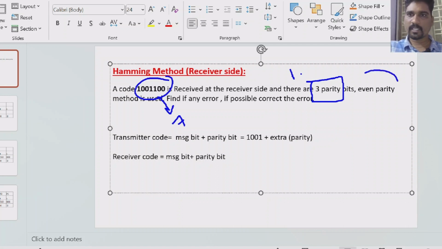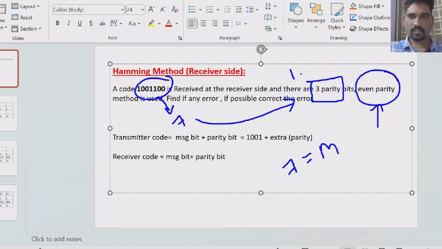Now, what parity mechanism have they attached at the transmitter side? Even parity mechanism is attached. Out of 7 bits, if 3 bits are parity bits, the total of 7 bits is nothing but the total length of the code word. The code word is the combination of the message bits plus parity bits. So out of 7 bits, parity bits equal 3.